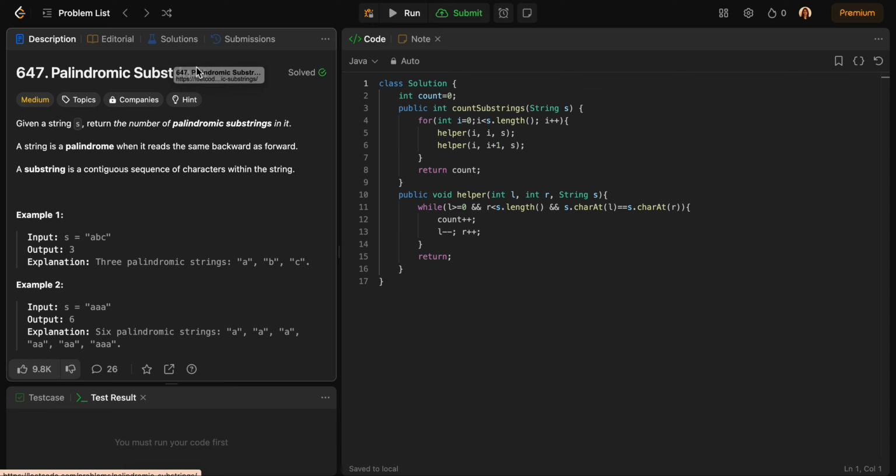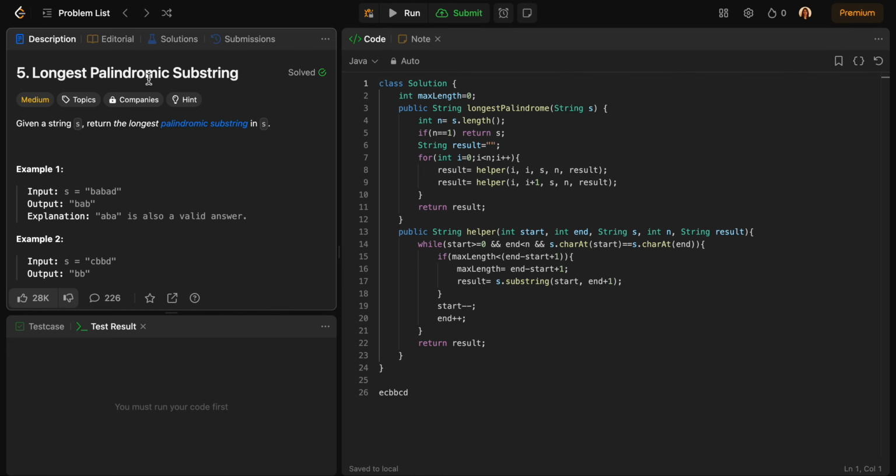We are going to discuss palindromic substrings. It is again one of the DP problems. The reason why it is categorized within DP, we'll discuss more about it. But this question is very similar to the question that we did yesterday. That was longest palindromic substring. What is the longest palindromic substring that we can get?